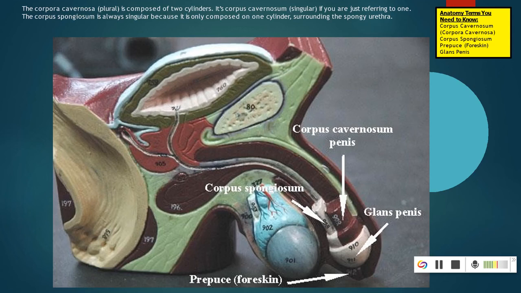The corpus cavernosa is comprised of two cylinders. It's corpus cavernosum if you're just referring to one; cavernosa means both of them. The corpus spongiosum is always singular because it is composed of only one cylinder surrounding the spongy urethra. So there's two of the cavernosum on the top half, and there's only one spongiosum on the bottom.